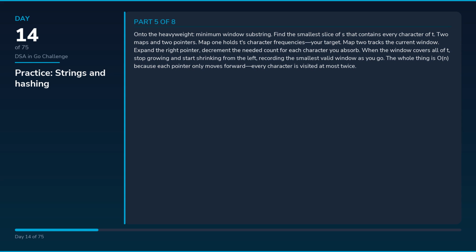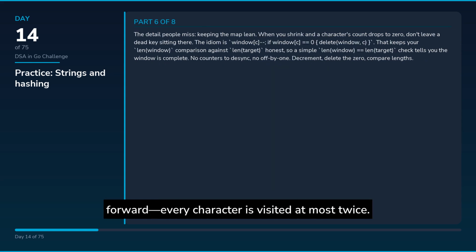2 maps and 2 pointers. Map 1 holds t's character frequencies, your target. Map 2 tracks the current window. Expand the right pointer, decrement the needed count for each character you absorb. When the window covers all of t, stop growing and start shrinking from the left, recording the smallest valid window as you go. The whole thing is O(n), because each pointer only moves forward. Every character is visited at most twice.